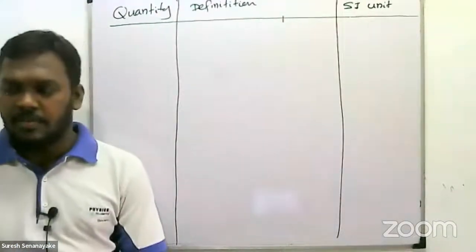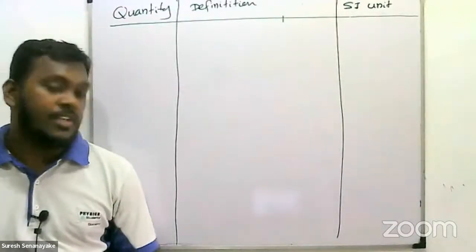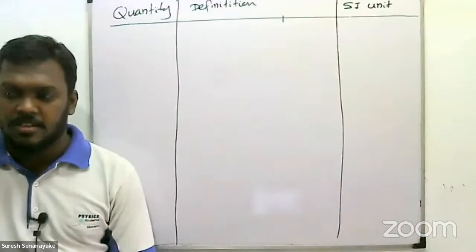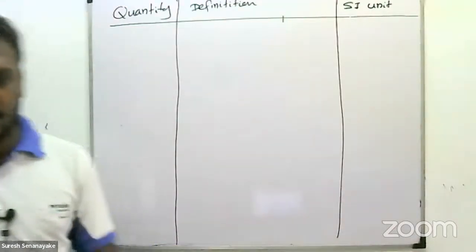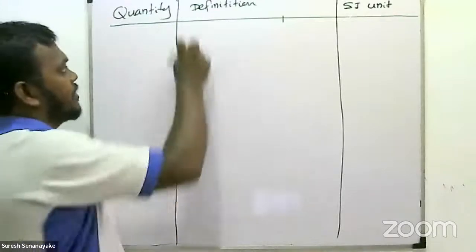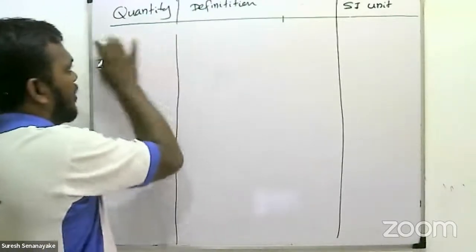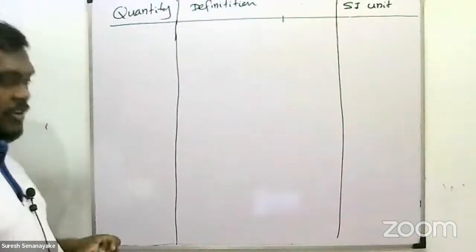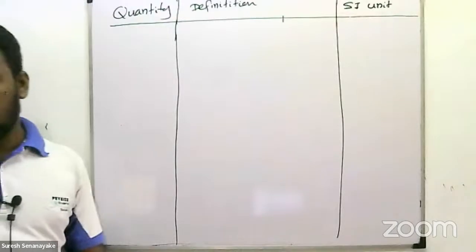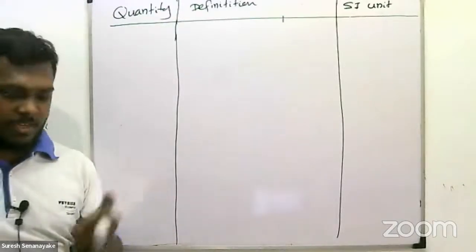There are some derived units without special names. Some derived units have special names. So I have categorized them separately. Right? First write this at the top: derived units without special names. Let's look at those.